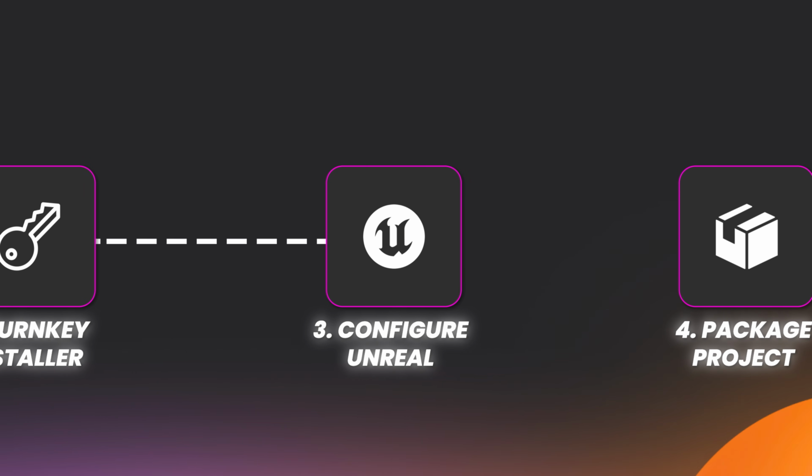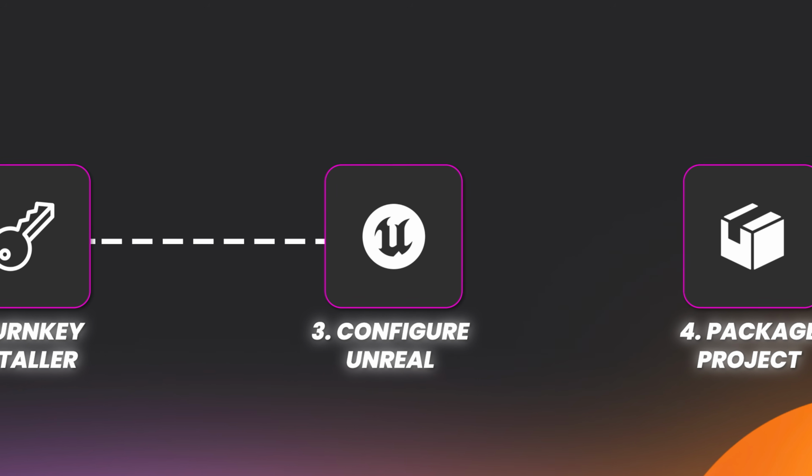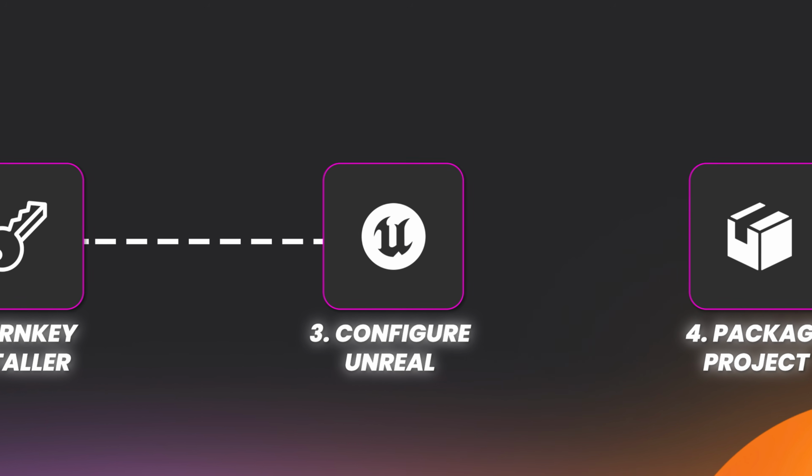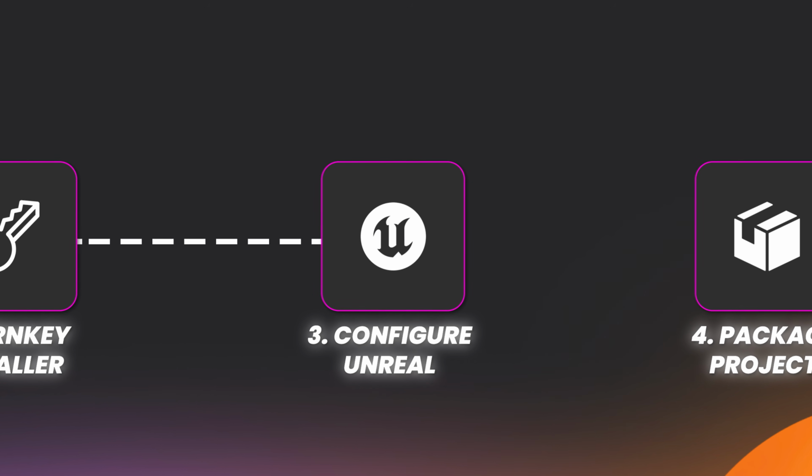Okay, now that we've got our Unreal Engine set up and ready to package, we're going to move on to step 3. Step 3 is all about configuring your Unreal Engine project so it opens up the default game mode and the default level that you want. So if you have a main menu or a level 1, you want that to be the first level that opens. We need to tell our project settings to open that first. Let's jump into Unreal and do this.